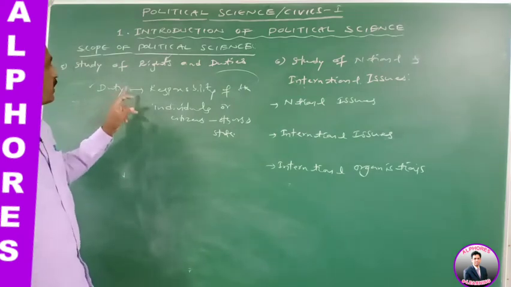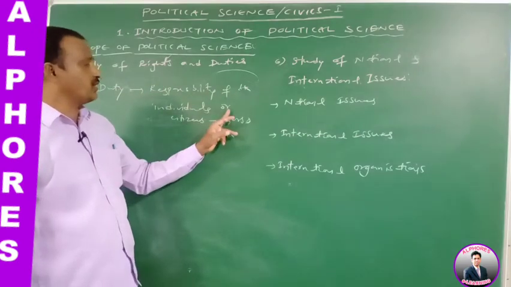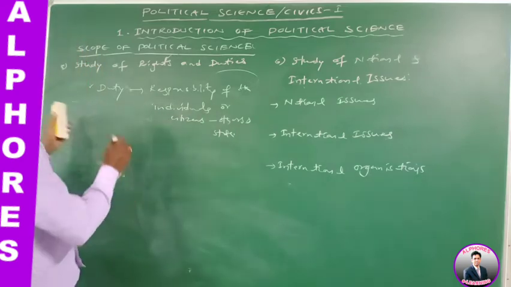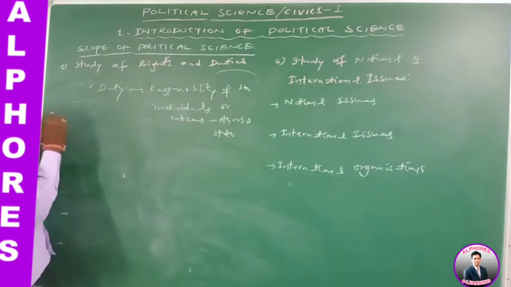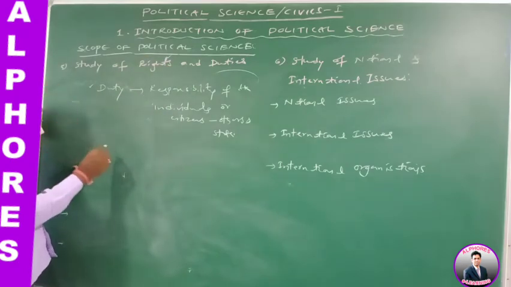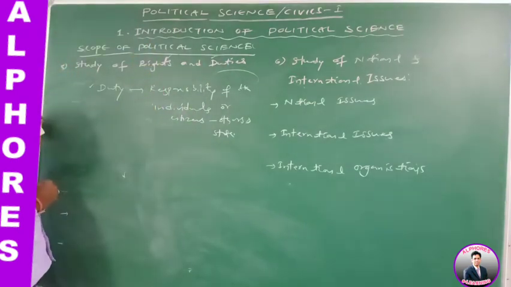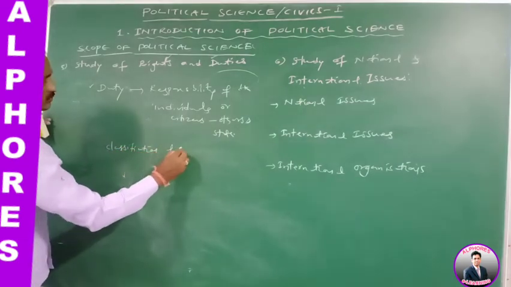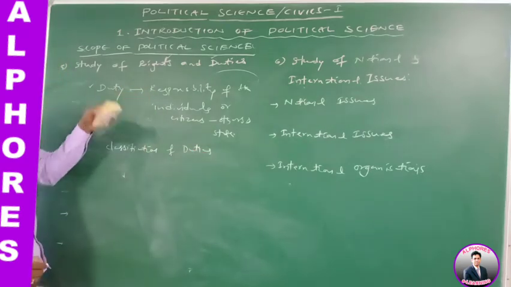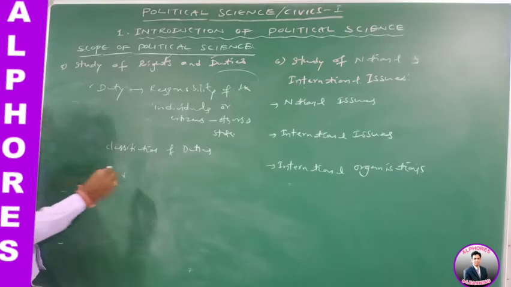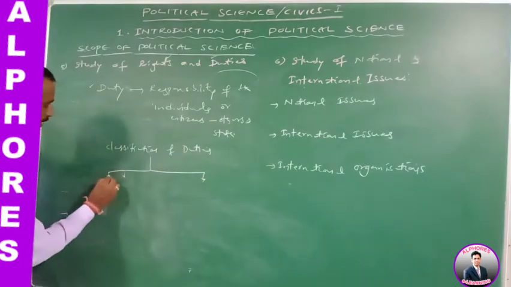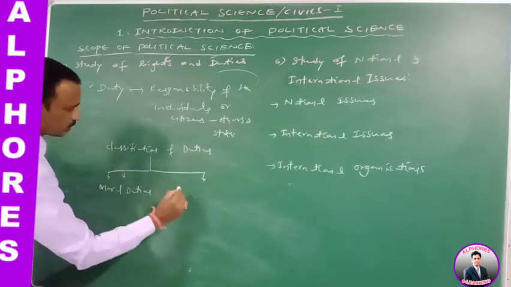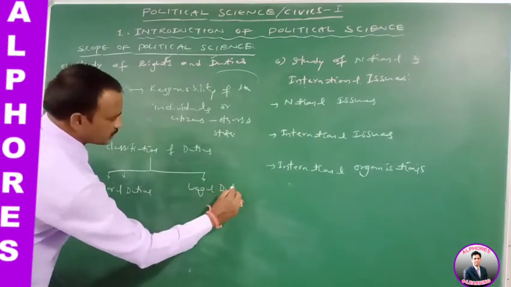Duty is a responsibility of the individuals or citizens towards others and state. And I am going to explain about the duties. Here the scope of political science includes the study of duties. Classification of duties. Like rights, duties are also classified into two types. One is moral duties. Second one is legal duties.